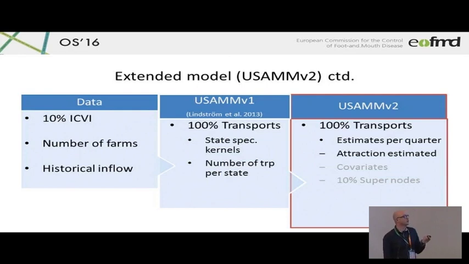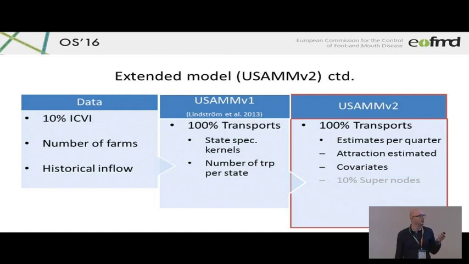First off, we estimate the attraction parameter, which is basically the historical inflow. So instead of using a fixed number for each state, we're using quarterly estimates of the attraction for a farm in a given state. And we also add extra covariates on different data, like proximity to slaughter, number of feedlots, and the market volume, for instance, which can explain the movement pattern.